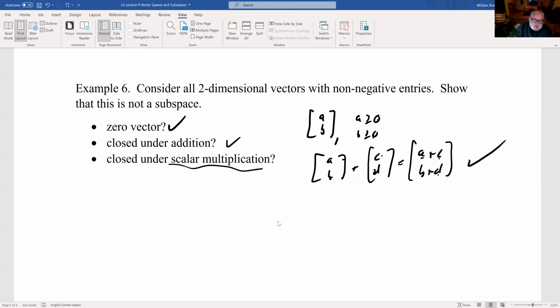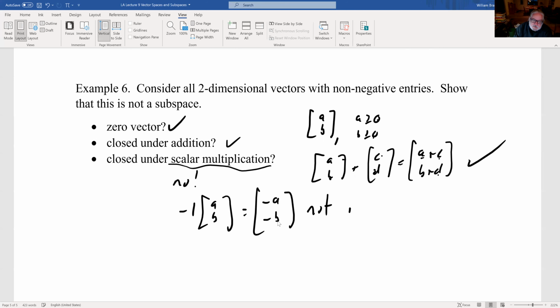Is it closed under scalar multiplication? And here's the problem, because -1 times (A, B), where A and B are positive, will give me (-A, -B). And that's not in this set. It's not a vector where both coordinates are positive or 0. So it's not a subspace because it's not closed under scalar multiplication.